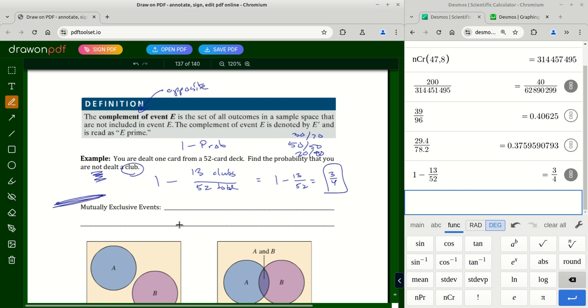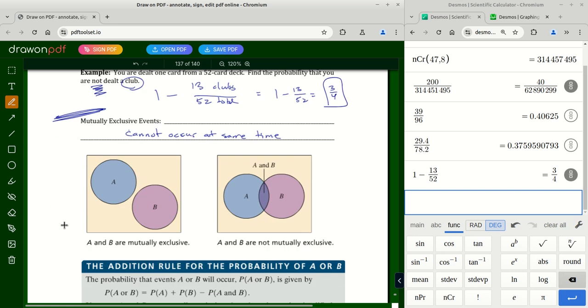So mutually exclusive means that there's two events that cannot occur at the same time. Two events that cannot occur at the same time. So I try to make a lot of silly examples in class, and I'll try here again. So can you fly in a plane and drive a car at the same time?